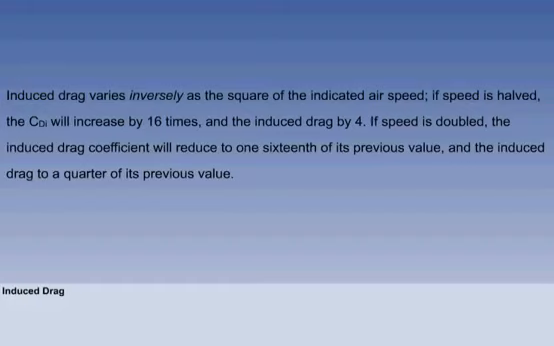Induced drag varies inversely as the square of the indicated airspeed. If speed is halved, the CDI will increase by 16 times, and the induced drag by 4. If speed is doubled, the induced drag coefficient will reduce to 1/16 of its previous value, and the induced drag to 1/4 of its previous value.